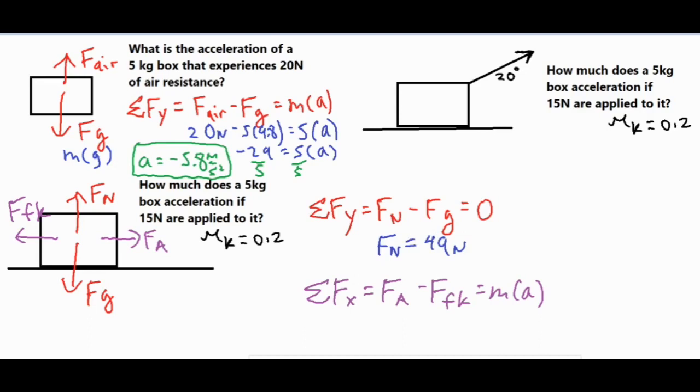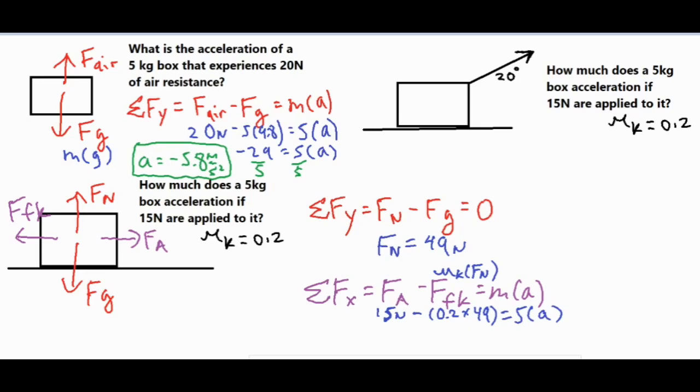Now, in the x direction, that's the direction that's going to give us most of our information as far as what the acceleration is. So if we go ahead and plug in those numbers, we have the 15 newtons they gave us. And then also the force of kinetic friction is going to be the coefficient of kinetic friction times the normal force. So that normal force comes in handy up over here because we do need it for this part. We have the coefficient of kinetic friction as 0.2, and then times the 49 newtons of the normal force, and that equals m times a. Our mass, again, is 5 kilograms times a.